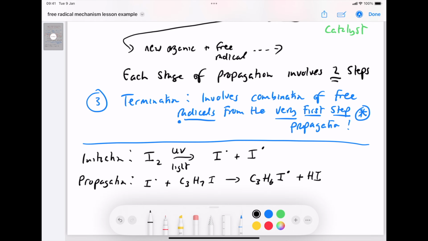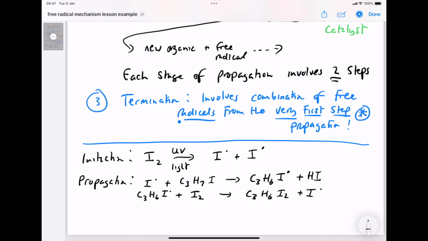Then in the second step, the C3H6I dot reacts with a fresh molecule of I2 to produce C3H6I2 plus I dot. And we can see that the iodine, if I just circle that in green, look, has been regenerated. So it was used up here and then it's given back to us at the end. And we have made our product there, the 1,2-diiodopropane.